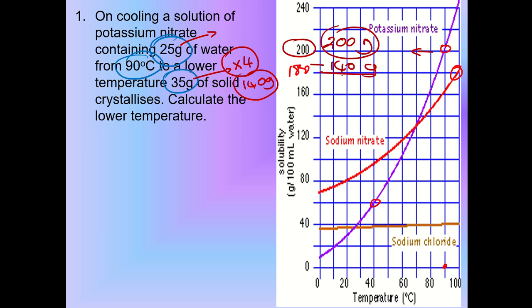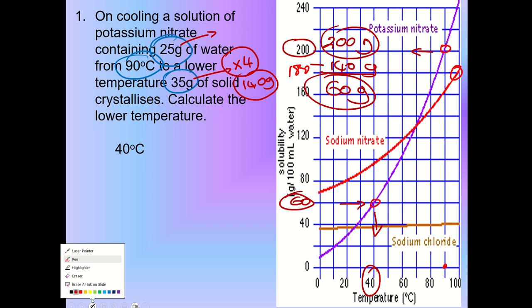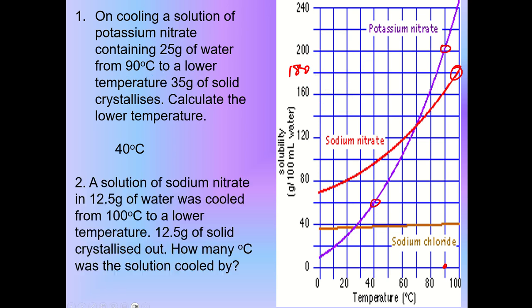Okay, so if 140 grams crystallizes out, that means that only 60 grams can actually dissolve in the solution at the minute. So if we go down, making sure we're still sticking with our purple line to where 60 grams does dissolve, we go across and we go down, we'll find that it's at 40 degrees Celsius that 60 grams of this will still be in solution. So in other words, 140 will have crystallized out. So the answer to that is 40. Well done if you got that. We're starting to get into the hard ones now.